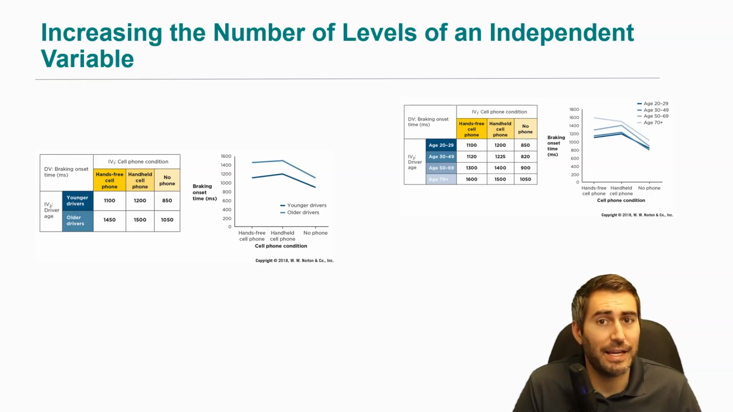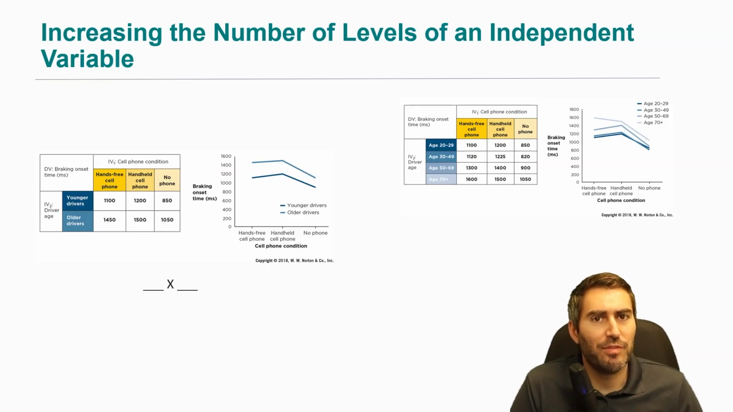Factorials are notated like this: blank times blank. The number of blanks tell you the number of independent variables, and the numbers that you put into those blanks tell you the number of levels of each of those independent variables. Suppose that Strayer and Drews increase the number of levels on the age variable from 2 to 4. Now it is a 3 cell phone condition by 4 age factorial design. This is presented in the figure on the right.